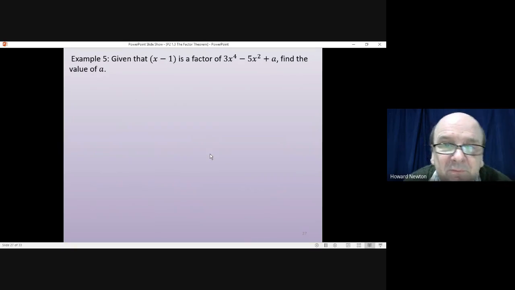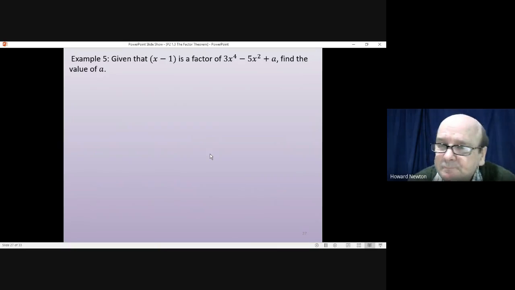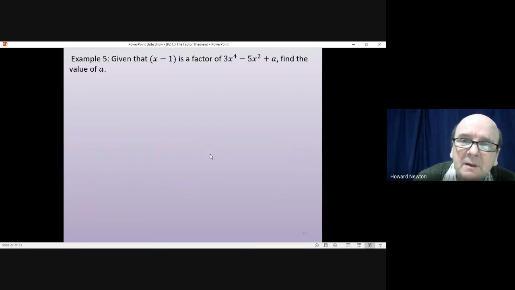Okay, example 5. Given that x minus 1 is a factor of this quartic equation, 3x to the 4 minus 5x squared plus a, find the value of a. Now, this is a lot easier than it looks. If x minus 1 is a factor of that, that means if we put x equals 1 into that function, we should get 0 for the answer.